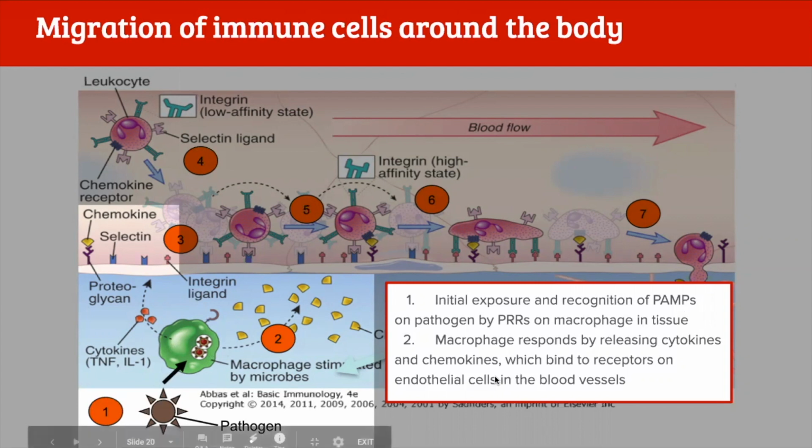And then 2, the macrophage will respond by releasing cytokines. Okay, so here the little orange things are your cytokines, and it will also release chemokines, which are these yellow triangles. And these will bind to receptors on endothelial cells in the blood vessels. Okay, so inside the blood vessels, you will have endothelial receptors, which will bind to the chemokine that is released.